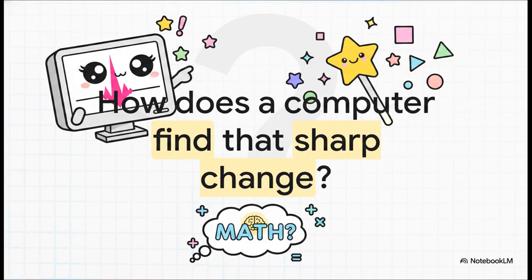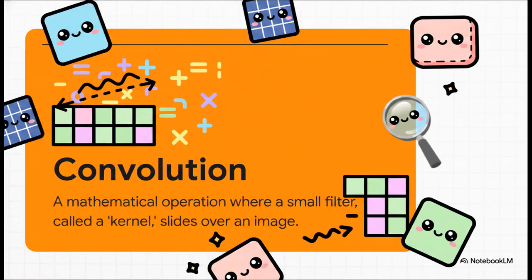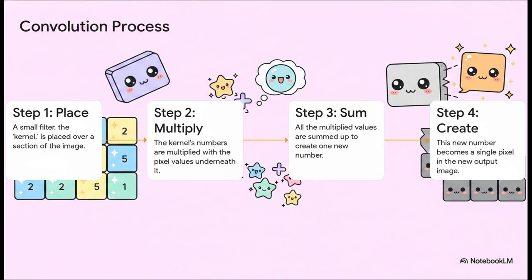Okay, so the computer's job is to find those spots with a sharp change in brightness. But how does it do that? What's the math? Is it magic? It's not magic, but it's close. The secret sauce is a process called convolution. Now, that sounds super complex, I know, but just think of it like this. You're sliding a tiny, special magnifying glass over every single part of the image, and this little magnifying glass is called a kernel. And this whole process is just a few simple steps, repeated thousands of times.